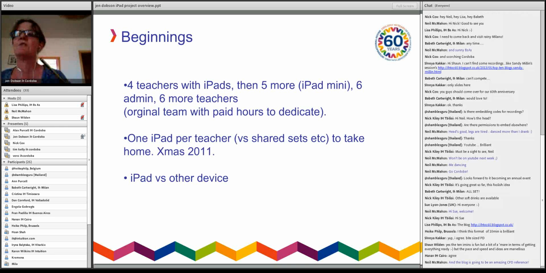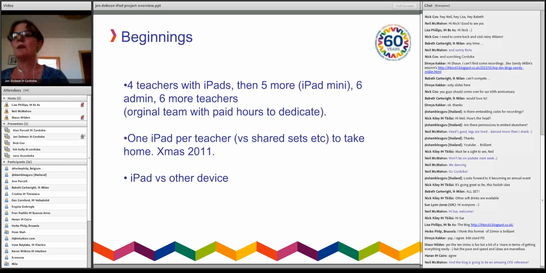If we look at the first slide, there's a little bit about the beginning of the project, where we started with 4 teachers and iPads. Then it got bigger and we started using some minis. Then we're trying to introduce the admin side as well, so hopefully we're going to start working with cloud systems and maybe combining some more admin apps like registers. And we've also got 6 more teachers. We were very lucky because the original team had some paid hours to dedicate to this, just to play around with them first.